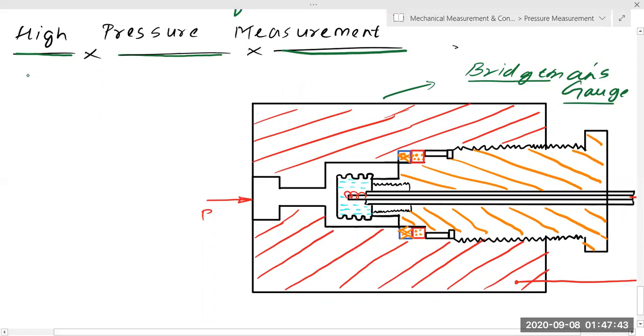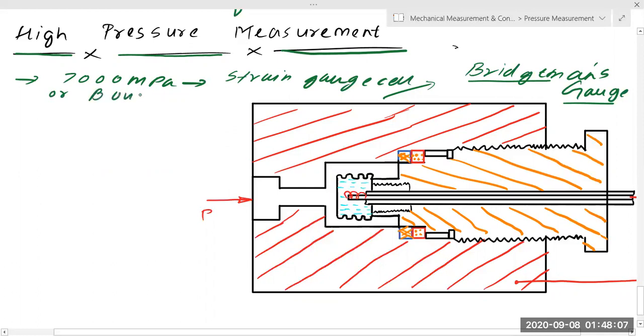Before explaining the Bridgman gauge, I'll explain what we mean by high pressure measurement. Pressure up to 7,000 megapascal can be measured with the help of a strain gauge cell, because they also take load, or force, or you can even say pressure. Or a Bourdon tube, or for lower pressure you can use bellows or diaphragm. So pressure up to 7,000 megapascal can be measured by any of the elastic pressure transducers, or even a strain gauge.